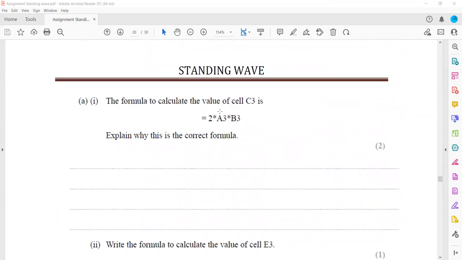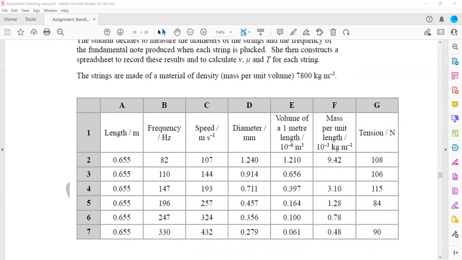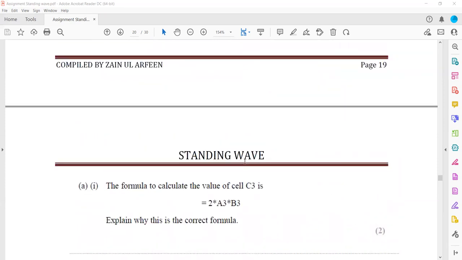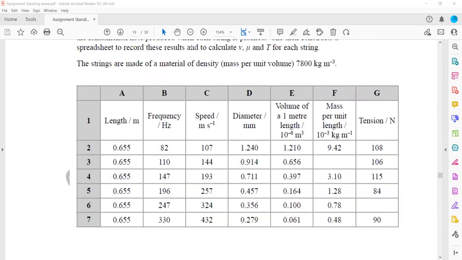The formula to calculate the value of cell C3: this is column C, and this one is row 3, so this is C3. How is C3 calculated? It is 2 multiplied by A3 multiplied by. Why is this the correct formula? So 2 multiplied by A3. What is A3? A3 is the length.